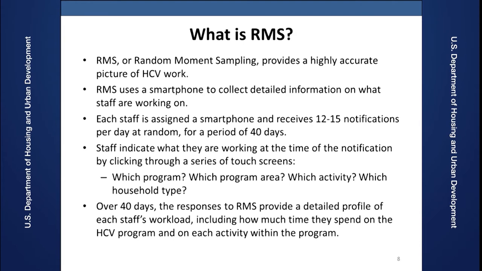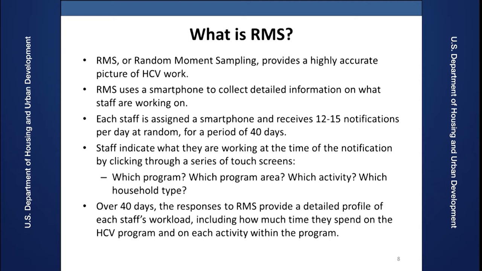So we've mentioned random moment sampling a couple of times, and I know this is a new concept, a new term, and it can be confusing. So what is random moment sampling? That is the study's method of measuring the time that staff spent on the Housing Choice Voucher program. It's a way of developing a highly accurate picture of HCV work that allows us to capture a lot of detail on all the different activities that might go into the program.